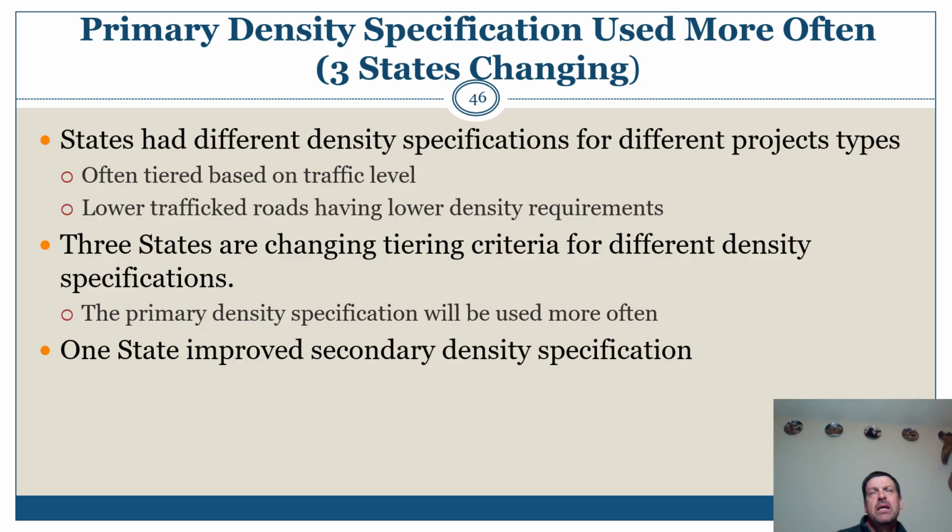Okay. And some states will have a spec where for high volume roads you've got a criteria that's here, and then when we go to lower traffic categories, you might have a lower specification requirement. We call those tiered specs, right? Well, so 3 states that had tiered criteria were included, and they're basically changing the criteria within their tiers. Okay, and 1 state improved its secondary density specification. So again, changes to push density up.